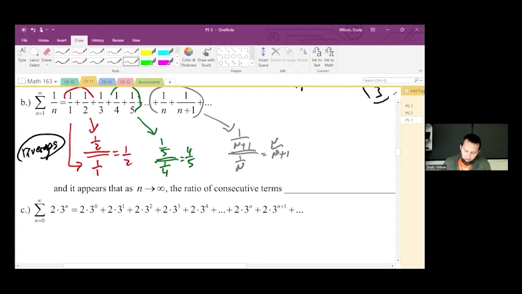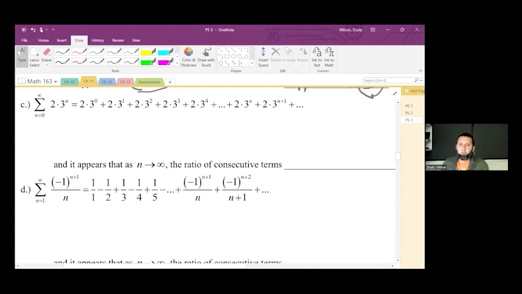And so notice that it appears as n goes to infinity, n over n plus 1 is approaching 1. So the ratio of consecutive terms approaches 1. So notice here we approach 1 and the series diverges.